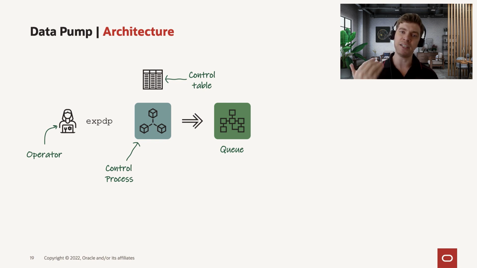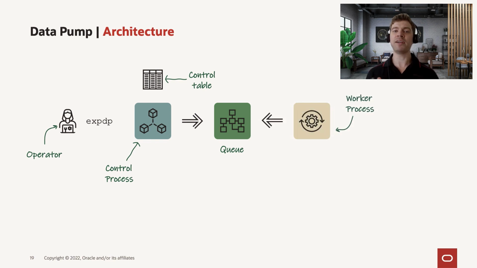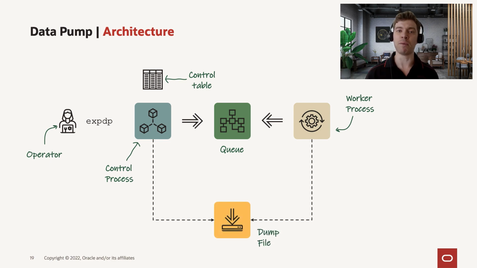After this Advanced Queuing is created, we have the worker process. For our execution where we have no parallelism, we will have at least one control process and one worker process. When we have parallelism, we are going to have multiple worker processes taking tasks from this Advanced Queuing. The worker process takes the first task of this queue, gets the data from the database, and writes this data to the dump file.